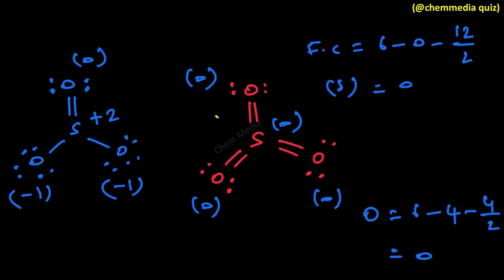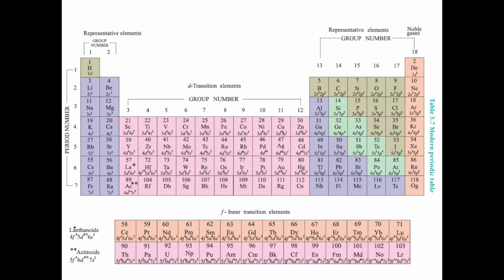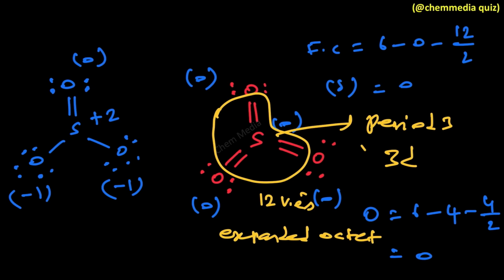By the way, we have 12 valence electrons around sulfur, isn't it? Which means expanded octet configuration is possible. Why is it possible? Because sulfur belongs to period 3. This means it has access to empty 3d orbitals. That's why expanded octet configuration is possible.